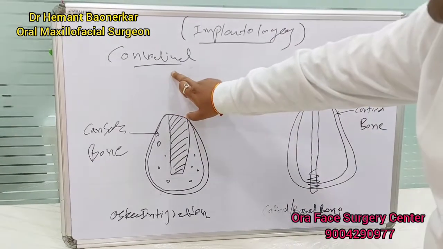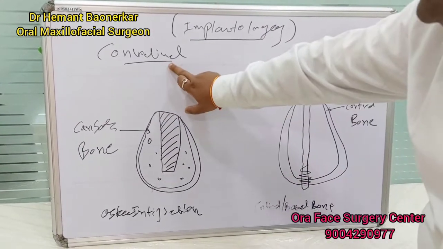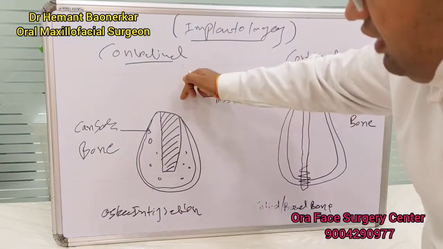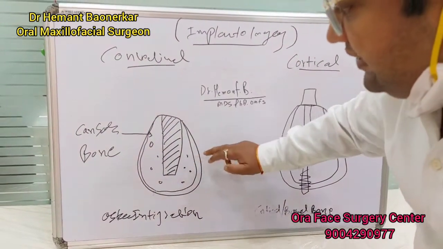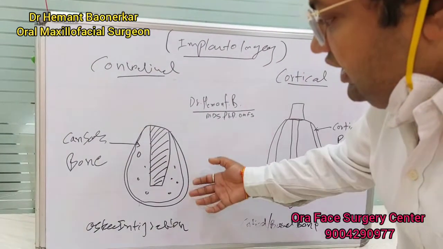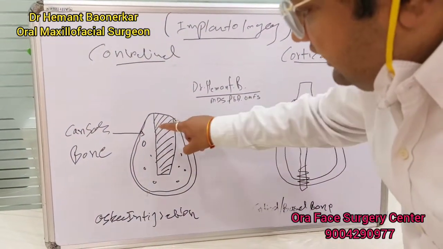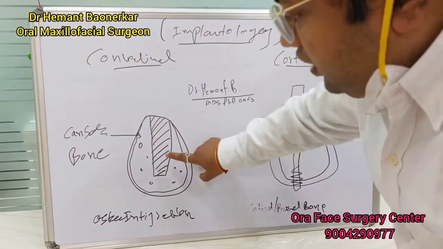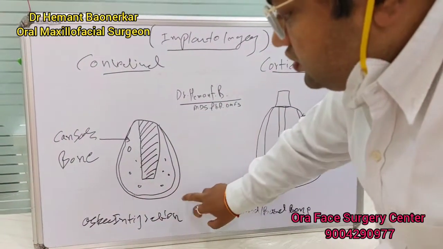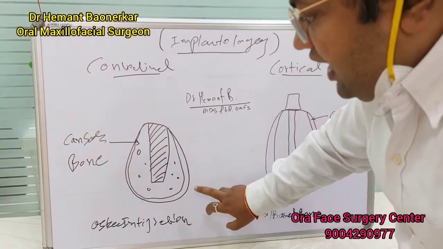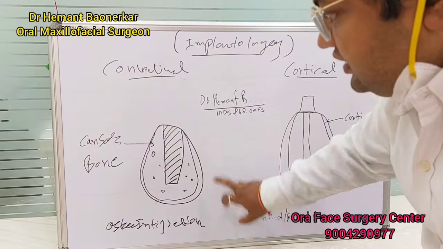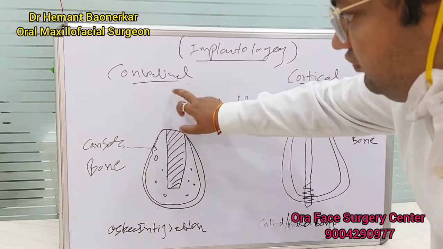In the basic principle of conventional implantology, osseointegration takes place after the placement of the implant. The fresh, healed bone grows inside the threads of the implant system. So that's why we have to wait for 3 months for the osseointegration, right? So the primary stability comes from the osseointegration. This is the principle of conventional implants.